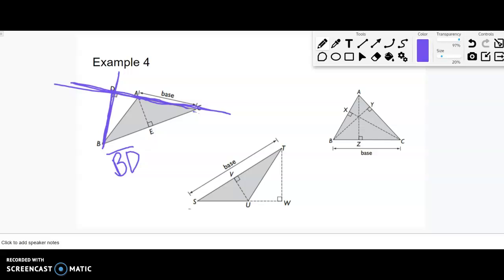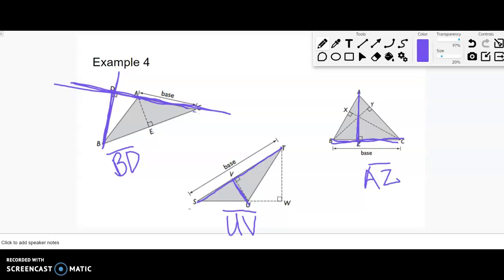And it all depends on what they tell me is the base. If this is the base, what's perpendicular to that? This is perpendicular. UV is perpendicular. Now, if they told me a different line was the base, a different one would be the height. If this is the base, what is perpendicular to that line I just traced? This line right here, AZ.